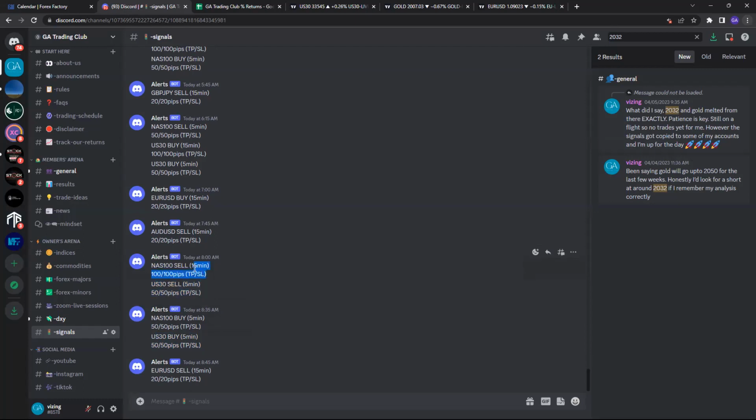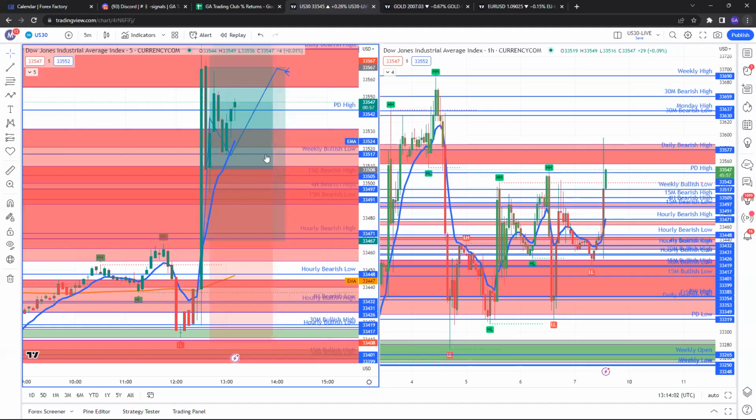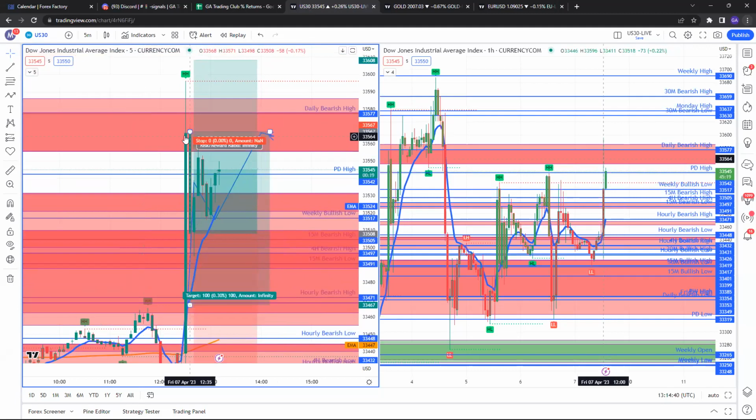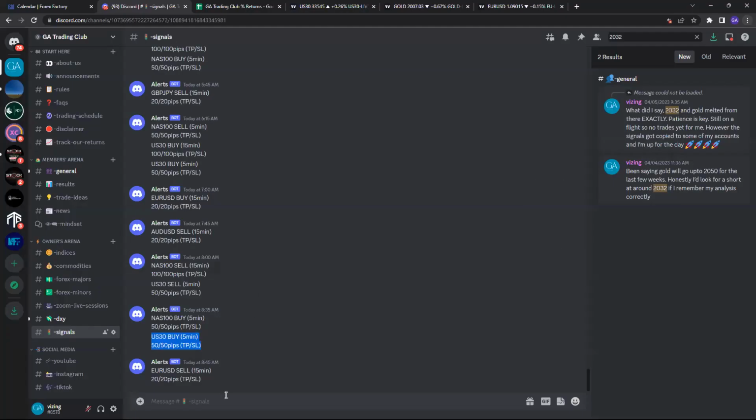I'm guessing the NAS sell at 8 a.m. would have also hit stop loss. Let's see, at 8:35 after news, you had the buy on US30. This one, depending on your TP, so 50 pips, would have hit stop loss, right? Because ideally, what that signal did, it tried to catch this continuation to the upside. And then for us, instead of using that signal, we caught the sell. So be careful about using the signals during heavy news days. Similar to EU, the 15-minute sell signal, right?